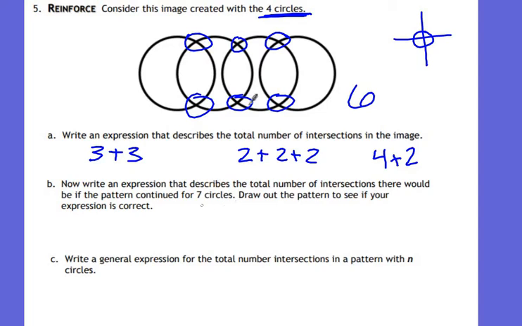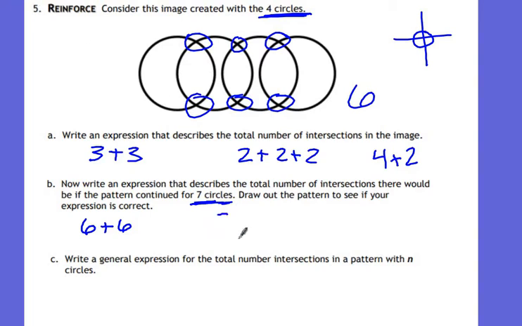I'm just guessing here, but I see that with 4 circles, you have 3 intersections, so it's kind of subtracted 1. And then you have the 3 on the bottom, 3 on the top. So if I go with that same scenario, I could do 7 minus 1 would give me 6. So I might have 6 on the top plus the 6 on the bottom. So I'm going to draw out my circles and see if I actually have 12.